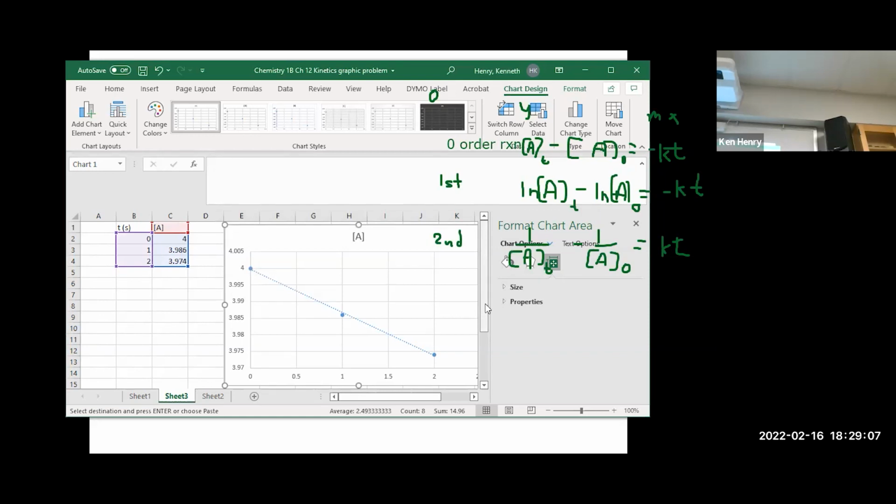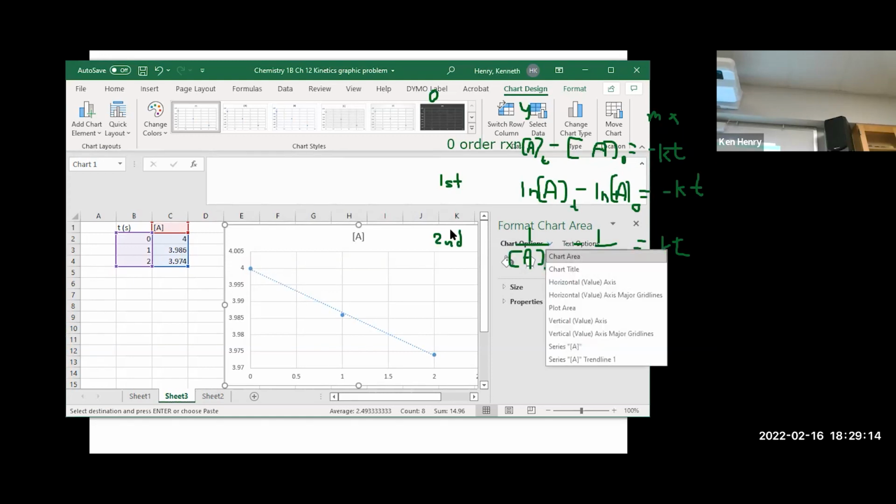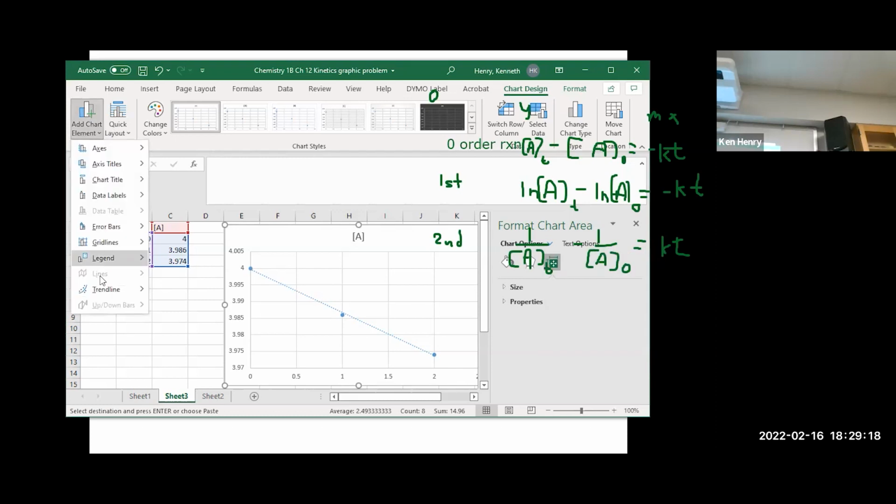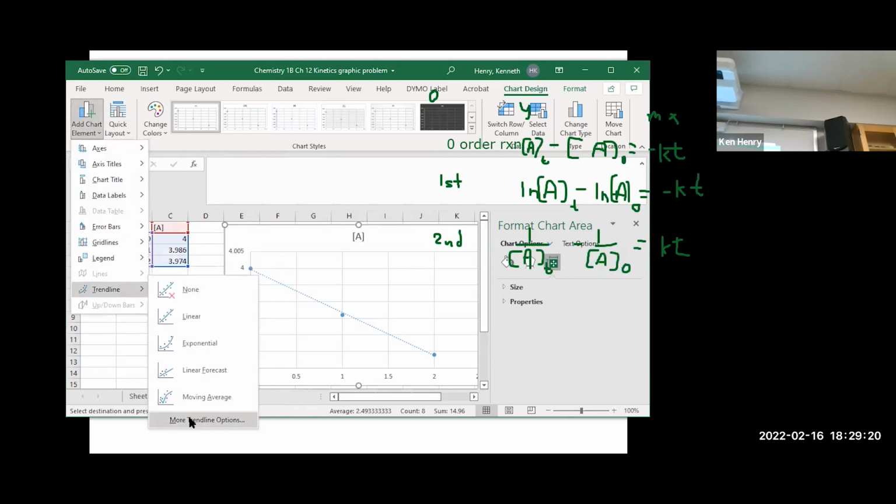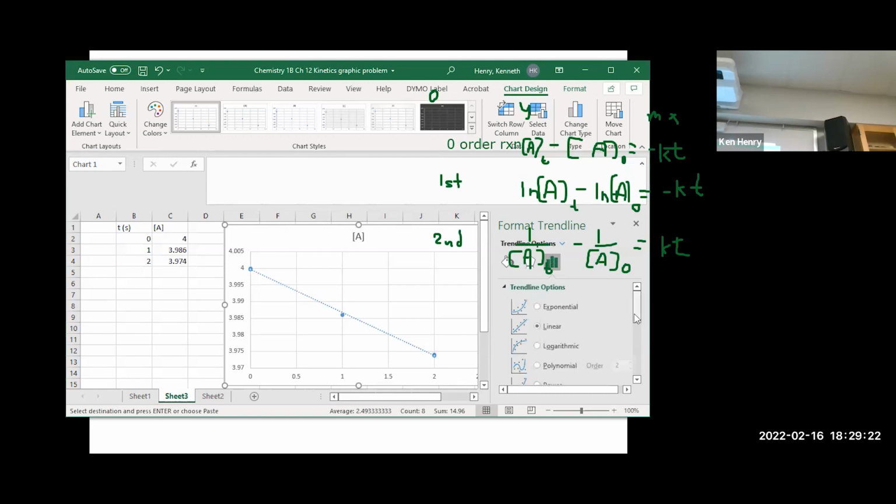If you thought it was going to be logarithmic, we can't calculate a zero value. Okay, and then we're going to go down here and hit display equation. And you're also going to display the R squared value.